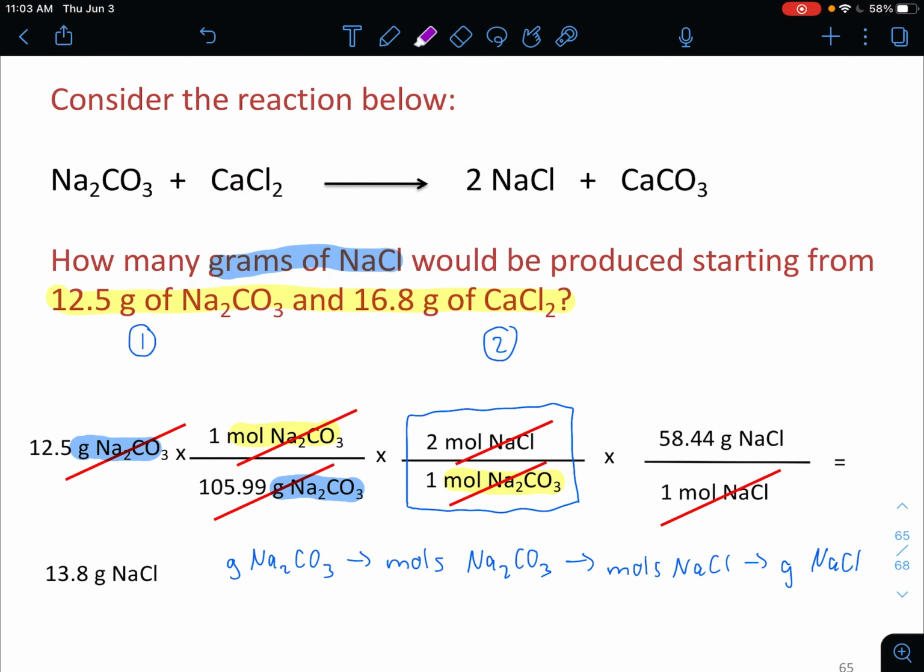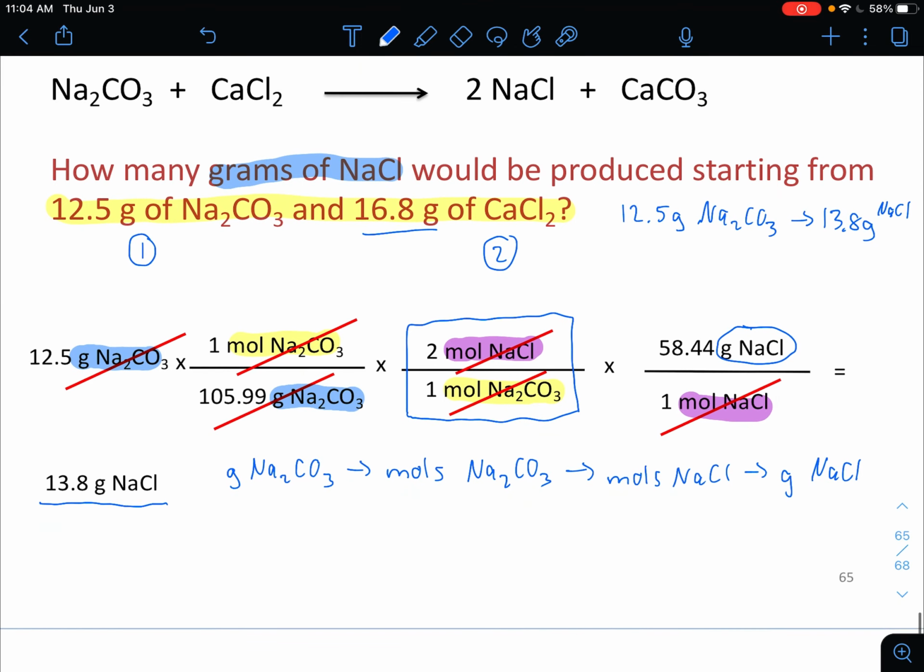And then in the last conversion, right, going from moles of product to grams of product. So everything cancels in a pretty logical way, and we're left with grams of sodium chloride, which is what the question is asking us. If we do that calculation, we get 13.8 grams of sodium chloride. For the moment, that doesn't tell me anything, right? That just tells me 12.5 grams of sodium carbonate will lead to 13.8 grams of sodium chloride. So now I need to do the same thing with the other reactant. So we'll do that on the next page.